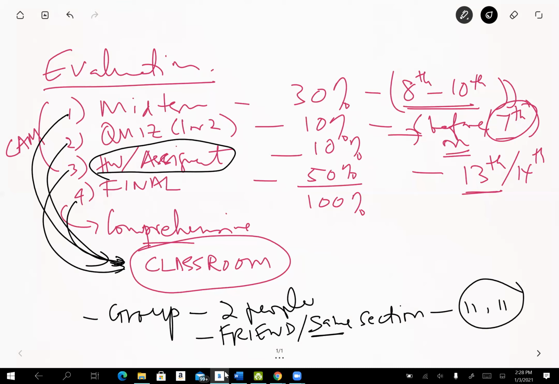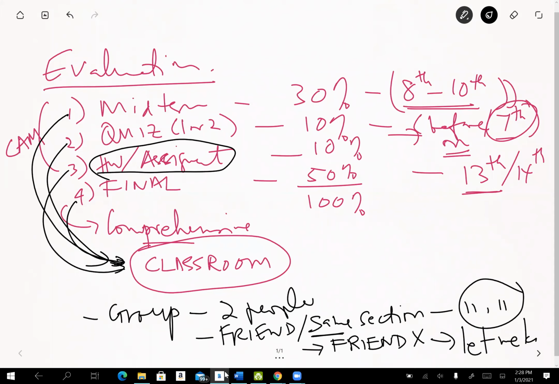Now, if you don't have a friend, if you don't have a group member, it's okay. I will find one for you. So you just let me know, and then I will do the grouping. Probably there are two or three more people that don't have a group member. So we will form groups that way.